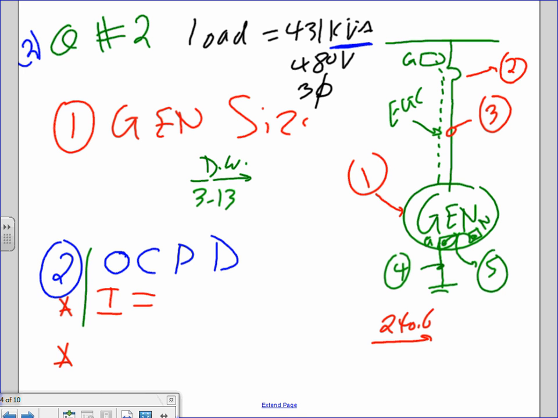This one, why? Because look at what I'm giving it to you in, in kVA. If you have the kVA, you don't worry. You don't need the power factor. Okay. So, I need to size the gen size first.